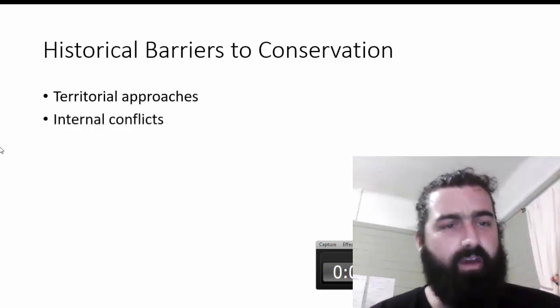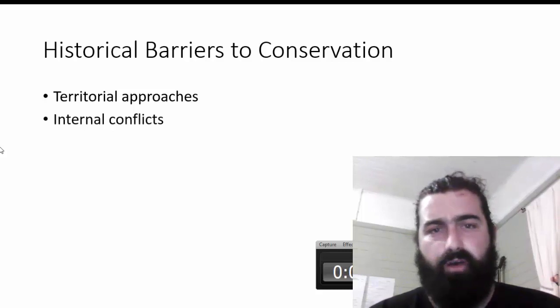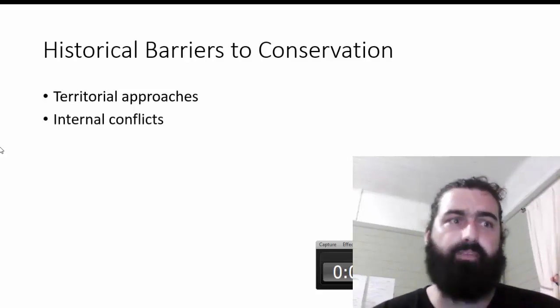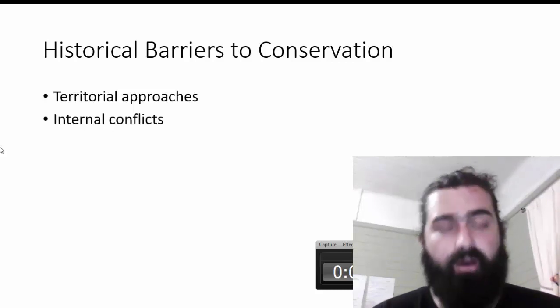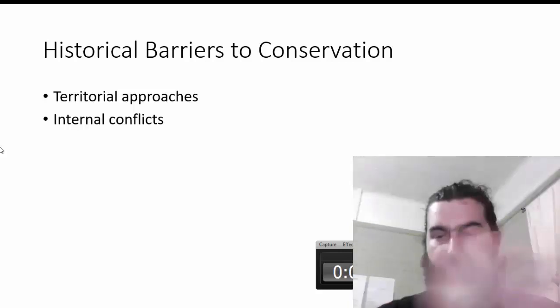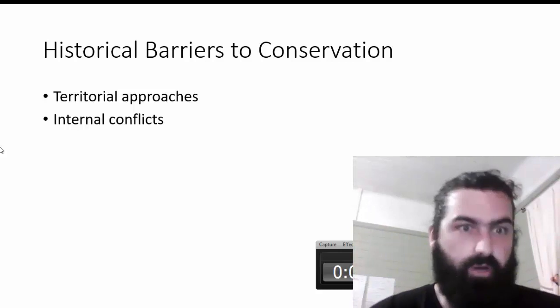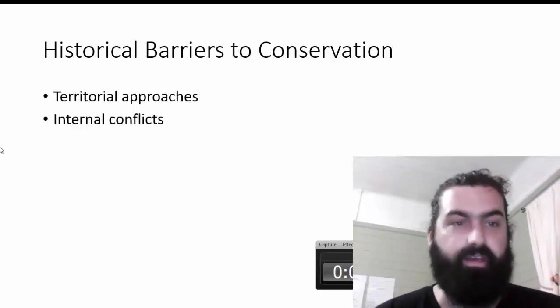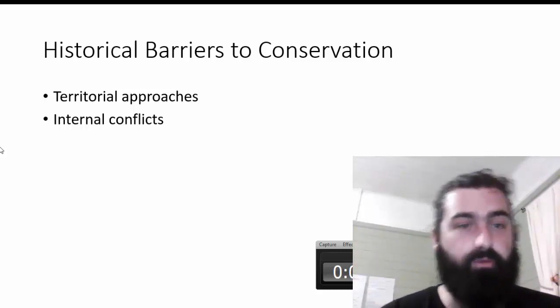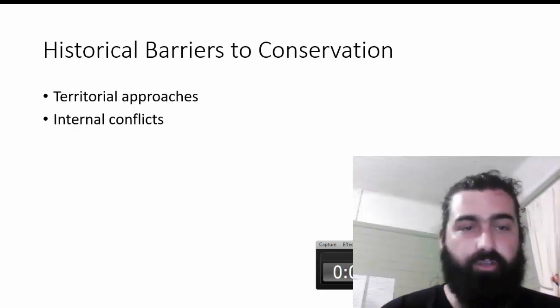So we tend to have a territorial approach to conservation, which means that we like to protect the parts that we have ownership over, and we like to dust our hands clean of the parts that we don't own or control, because it doesn't really matter to us politically and territorially. We're not responsible. We've always got internal conflicts.